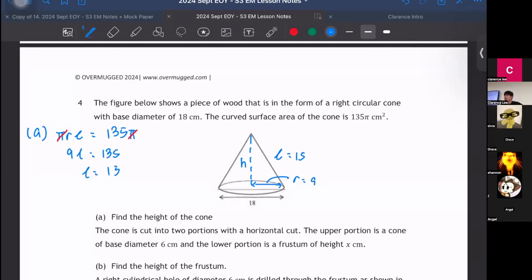Then from here, how do I find the height? Can somebody tell me? How do I find the height? Pythagoras theorem, very good. So by Pythagoras theorem, which by the way, you must still write, even at Sec 3, H is equal to square root of 15 squared minus 9 squared, to get 12 cm. So that is the height of my cone.